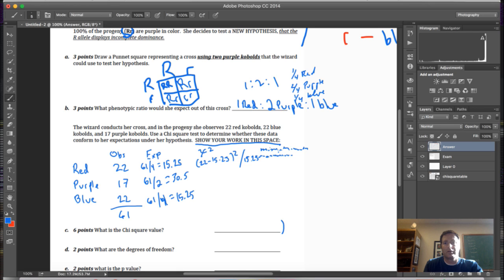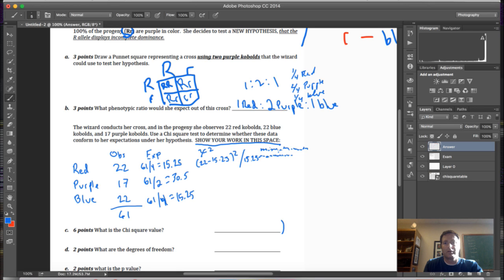Now what we have to figure out is what would our hypothesis have predicted if it were correct? So we expected a 1 to 2 to 1 ratio, or put differently, 1 quarter red, 2 quarters or 1/2 purple, and 1 quarter blue. This would also have been a correct answer up here. So our expected number of red kobolds is 1 quarter of 61. There are 61 kobolds, and we expected a quarter of them to be red. So I'm going to write 61 divided by 4, which equals, I don't know what that equals.